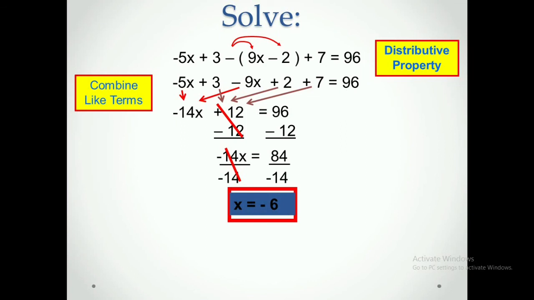Alright, so that brings us to the end of solving multi-step equations. So you see it's pretty much straightforward.